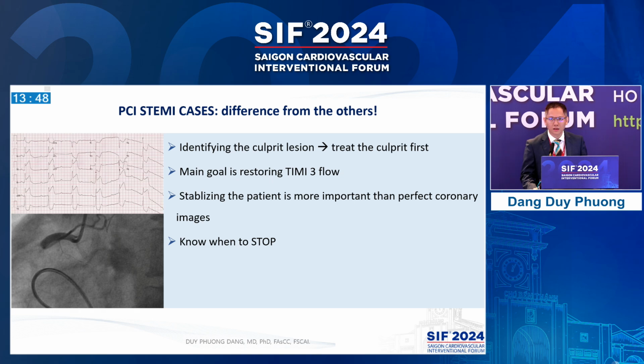The best flow is TIMI 3. Stabilizing the patient is more important than perfect coronary imaging, and it is very important to know when to stop the procedure.